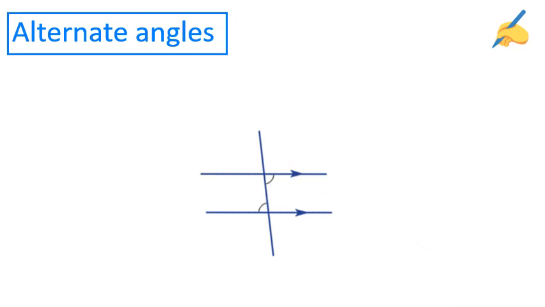And our last type is alternate angles. Alternate angles are equal, so they're the same. So that means this angle here is the same as this angle here. And we identify these by the Z shape.